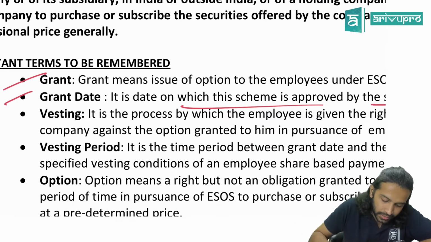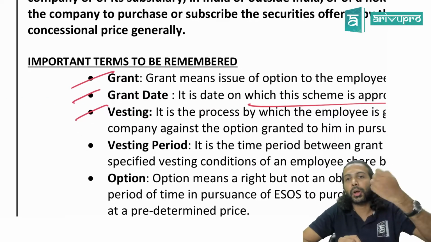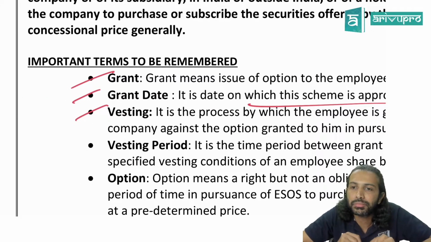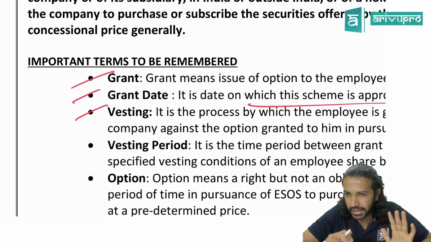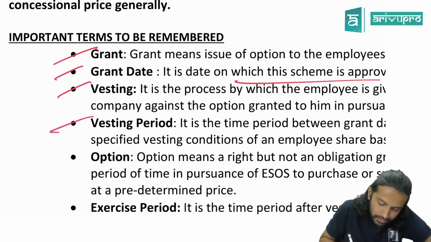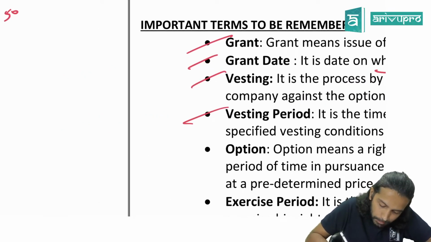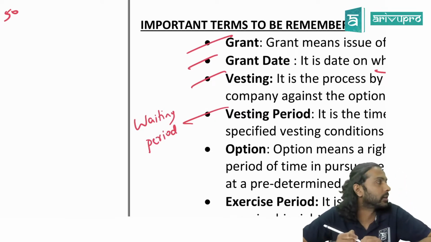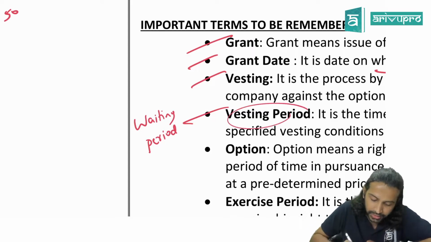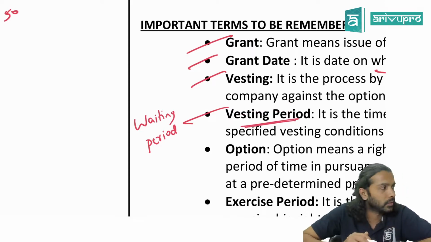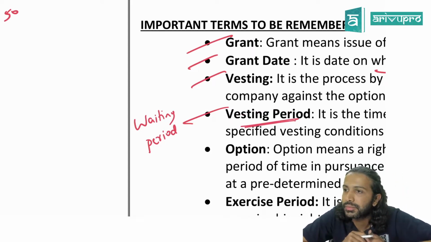Okay. Vesting. Vesting means it's a process through which you are giving shares to the employees. That we call vesting. That is not important. Next is important: vesting period. In simple terms, you can write in a notebook: vesting period means waiting period. Vesting period is nothing but waiting period, and this is one of the key criteria for my accounting.